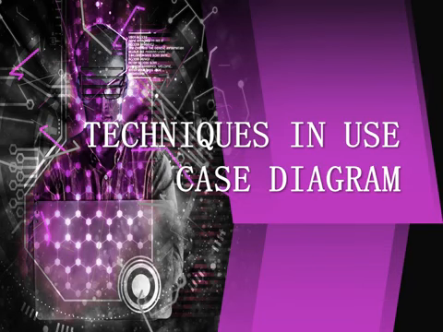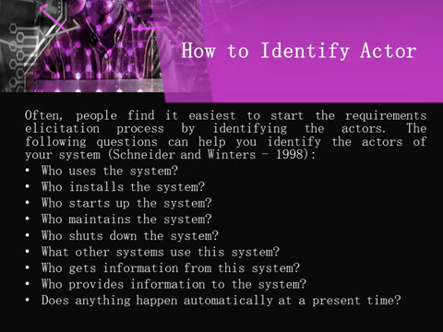Here are some techniques in use case diagram. How to identify actors. Often, people find it easiest to start the requirements elicitation process by identifying the actors. The following questions can help you identify the actors of your system. 1. Who uses the system? 2. Who installs the system? 3. Who starts up the system?